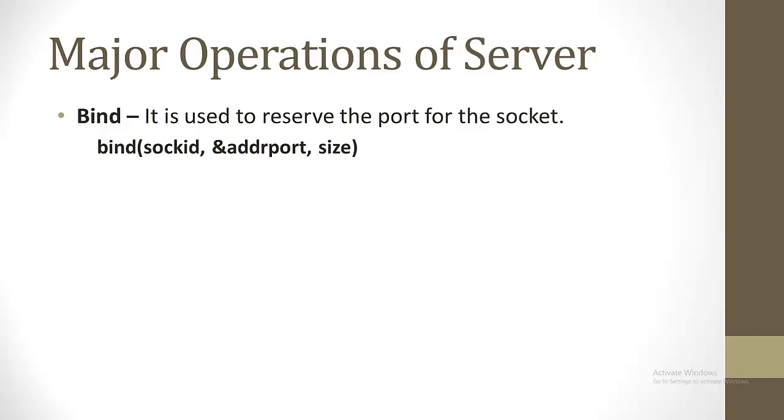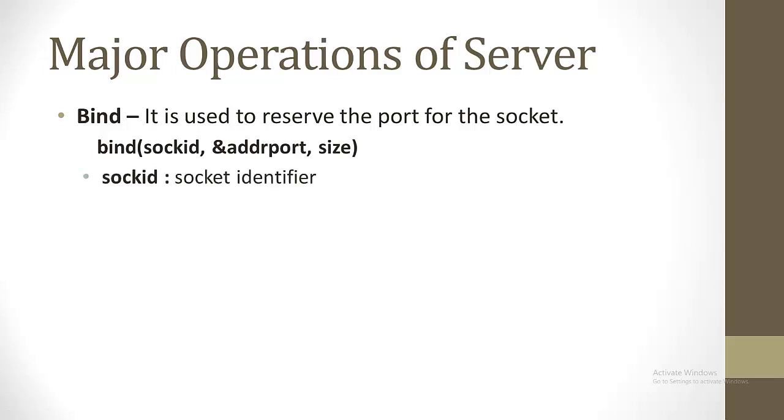Now, if I want to initiate the connection, if I want to talk to my friend using that phone, then I have to bind the phone with the address of the connection. So in that case, I need to use this bind function. It is used to reserve the port for the socket. So in which port that particular socket needs to communicate, I can bind using this bind function, and there are three parameters: sock ID, address port, and size.